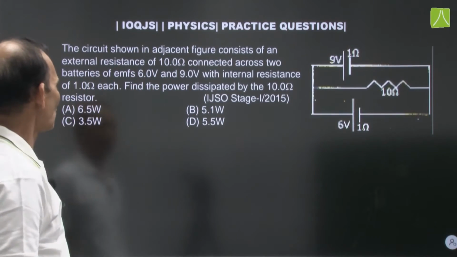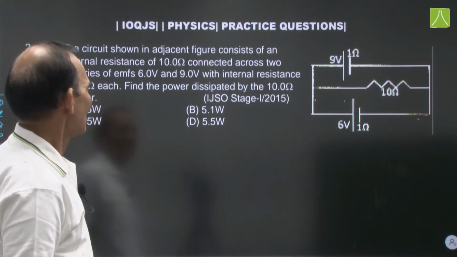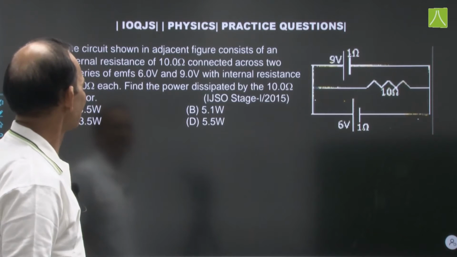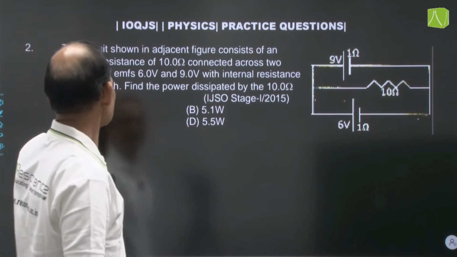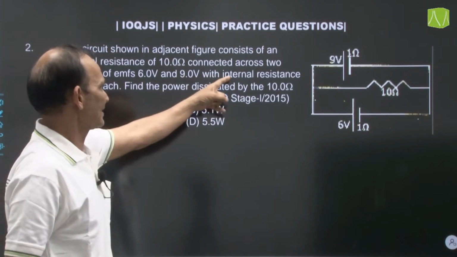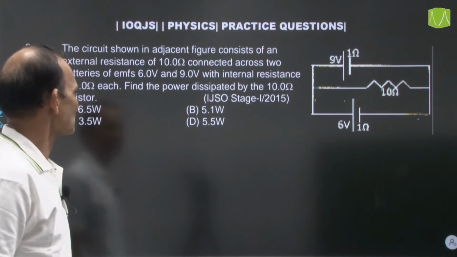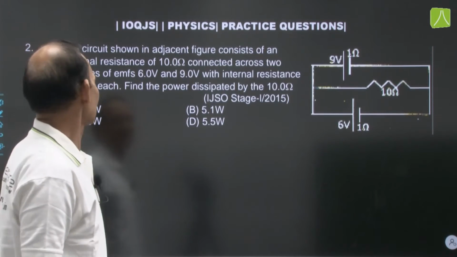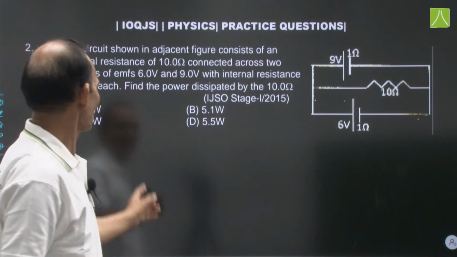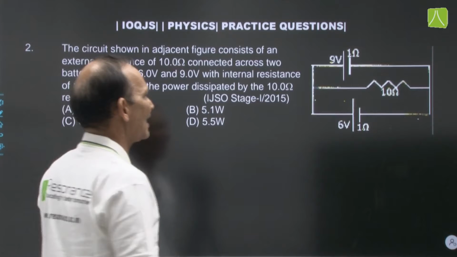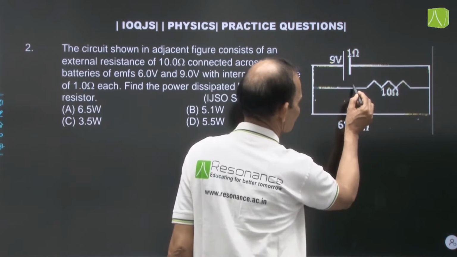The circuit shown in the adjacent figure consists of an external resistance of 10 ohm connected across two batteries of EMF 6 volt and 9 volt with internal resistances of 1 ohm each. Find the power dissipated. We have to find the power in this case.